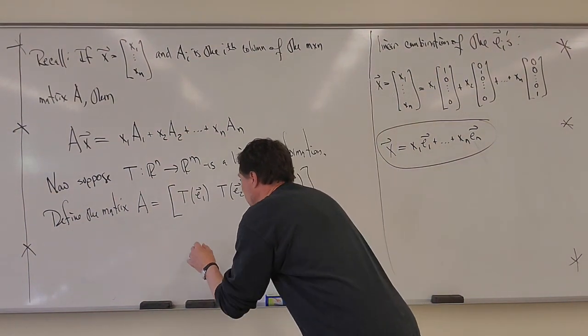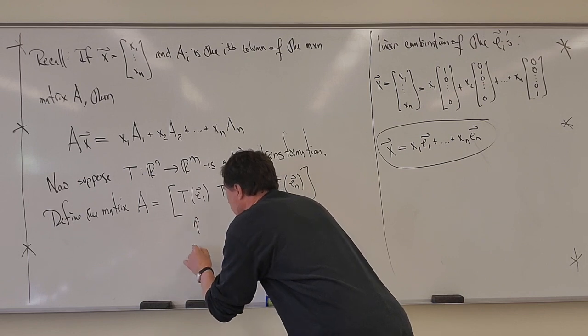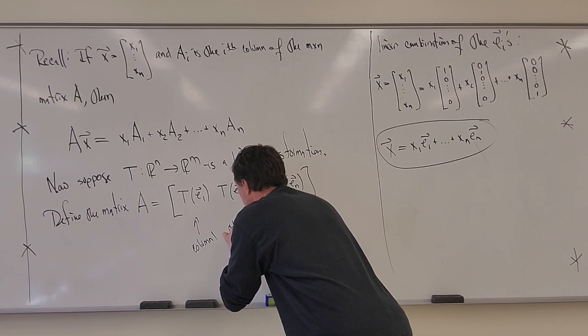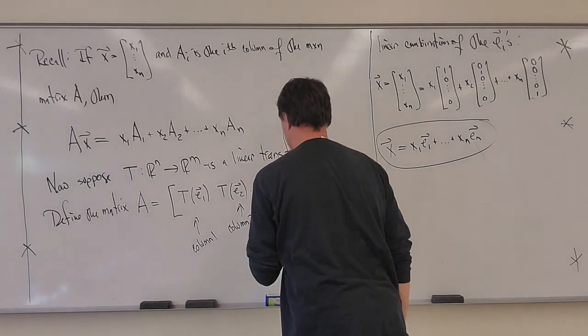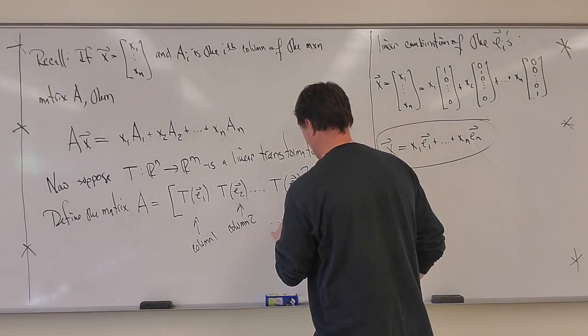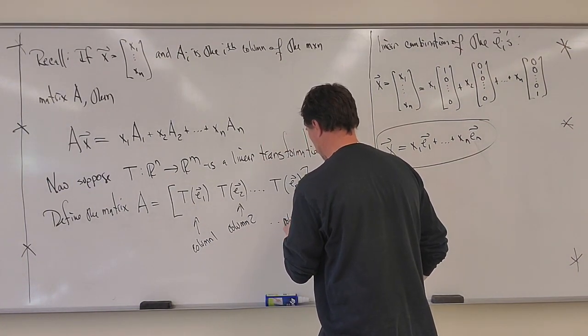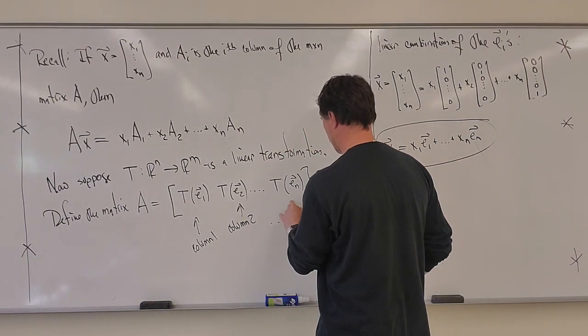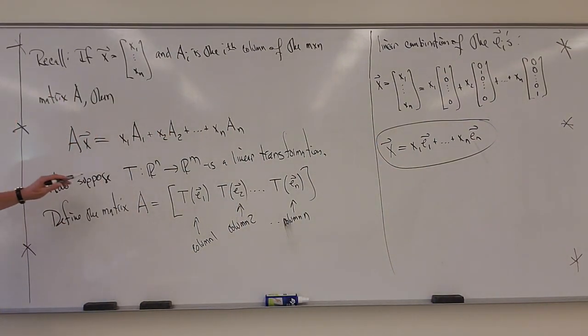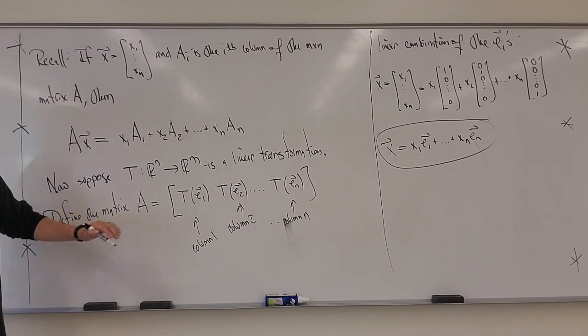So these are the columns: there's column 1, column 2, etc., and column n right there. Okay, so we've created this matrix. We start off with a linear transformation, and I want to define a matrix A that looks like this.